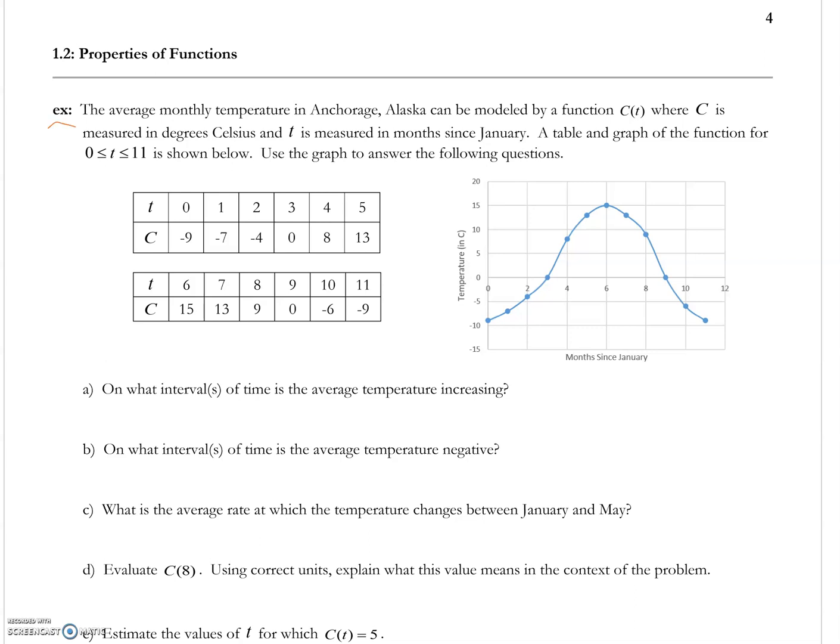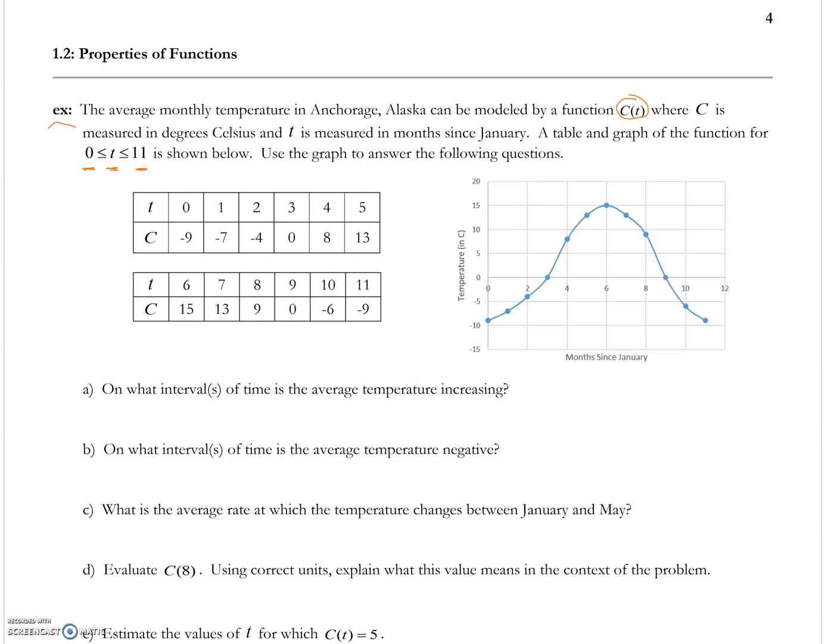Looking at this first example, the average monthly temperature in Anchorage, Alaska can be modeled by a function C of T, where C is measured in degrees Celsius and T is measured in months since January. A table and graph for the function for T in between 0 and 11 is shown below. Use the graph to answer the following questions.